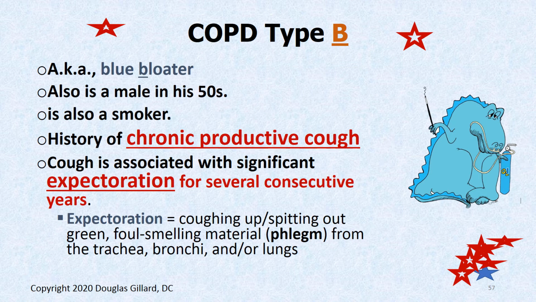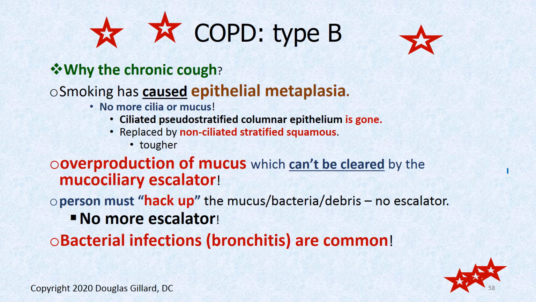So these are also males in their 50s. They're heavy smokers. They have a horrible cough in the morning. Their mucociliary escalator is completely destroyed. It's morphed into squamous tissue. Their expectoration, they're spitting up phlegm that stinks. It's green. It's filled with bacteria.